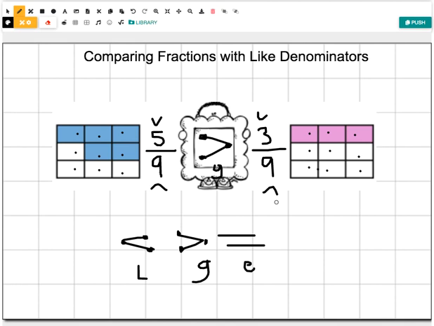So that's how we compare fractions with like denominators. If they have the same denominator, we're just going to look at the numerator. We've tied in some models to help students practice with the area of region model, because they'll be seeing those on tests. If you have any questions, please let us know.